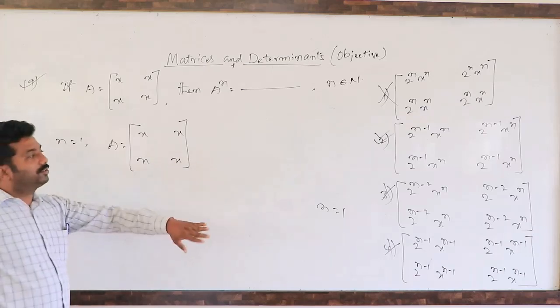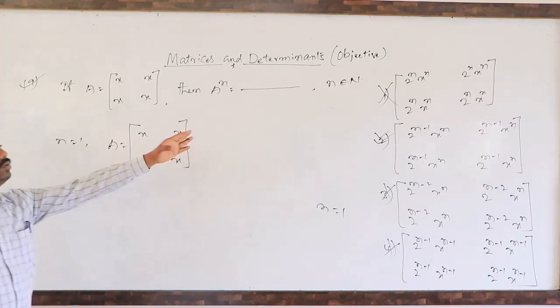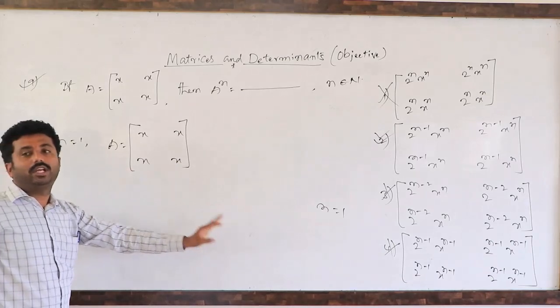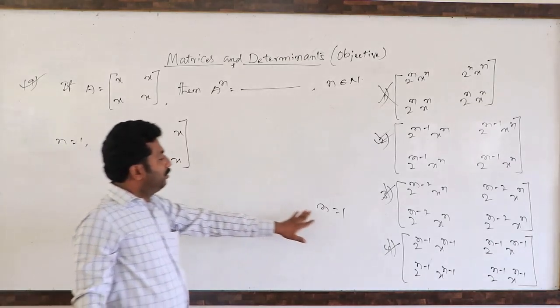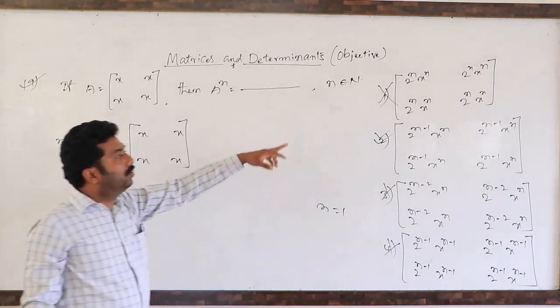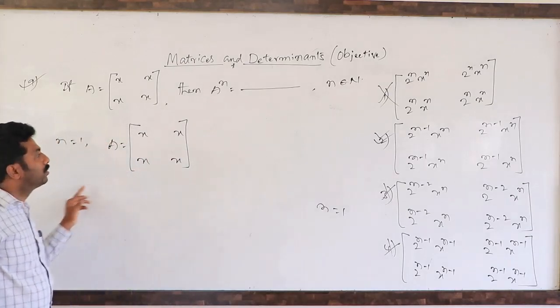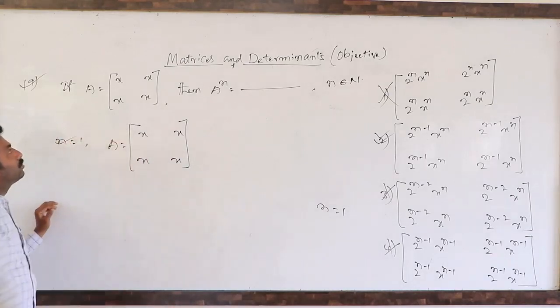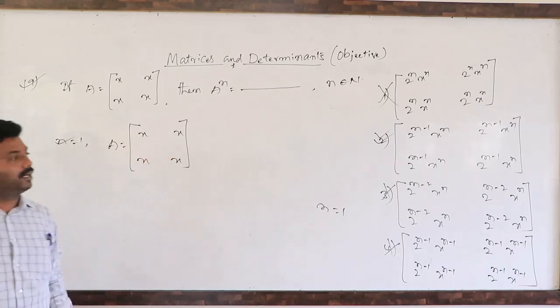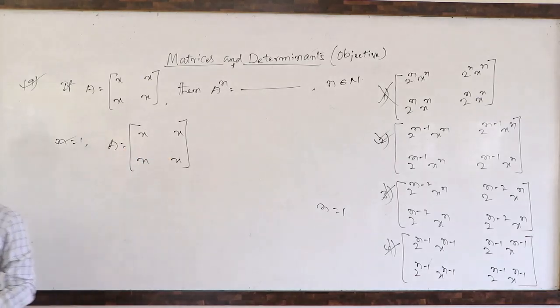Suppose more than one option satisfies, then again we have to go through n equal to 2, n equal to 3 like that. So by mathematical induction we are going to solve this type of problems. You should remember. So here the answer is the second option. Next question.